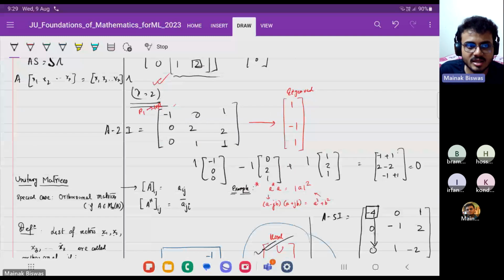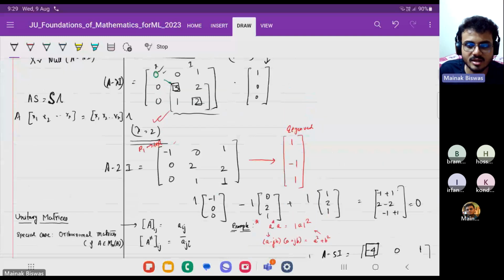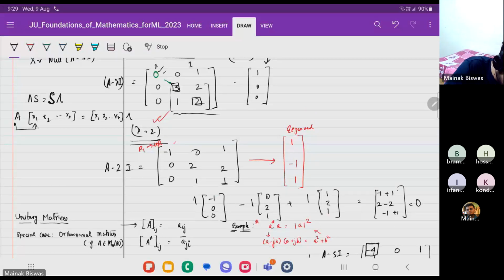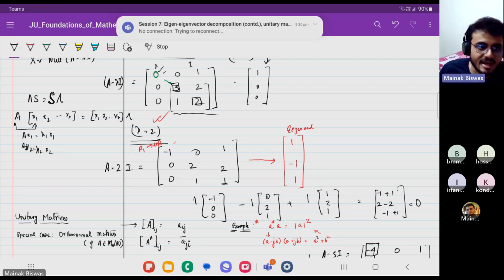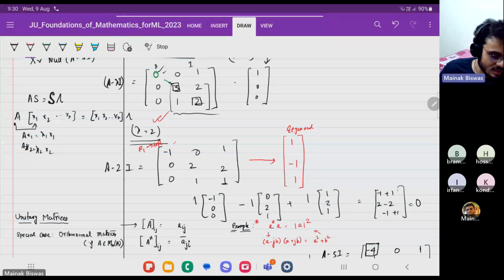We had seen this yesterday, last time, Sunday. So AX is equal to lambda x, yes or no? Similarly, AX2 is equal to lambda 2x2. Yes. So what will I have now? A matrix.